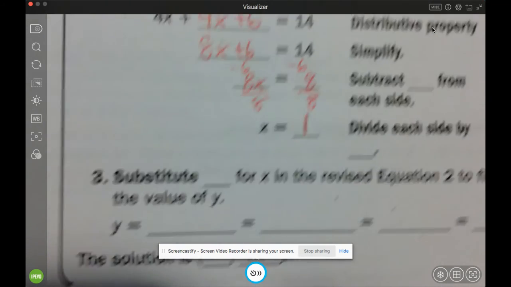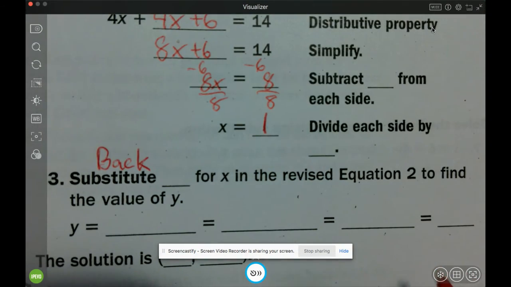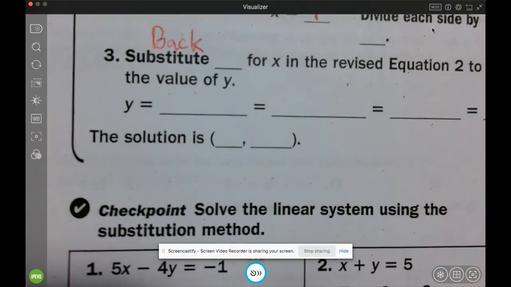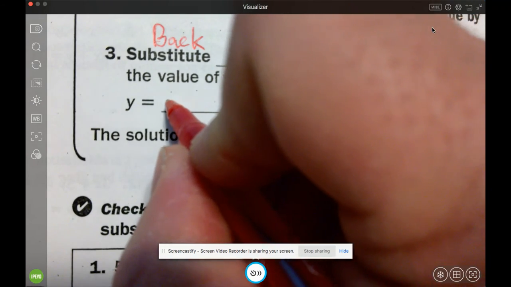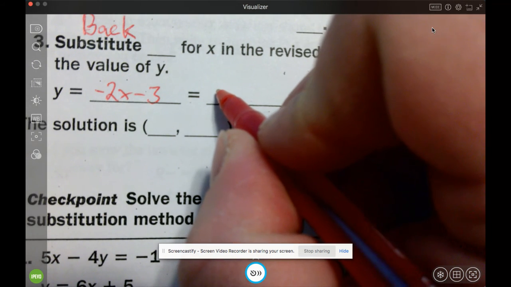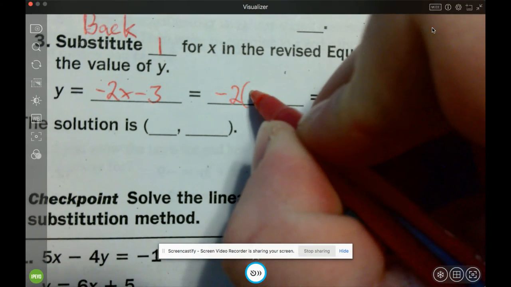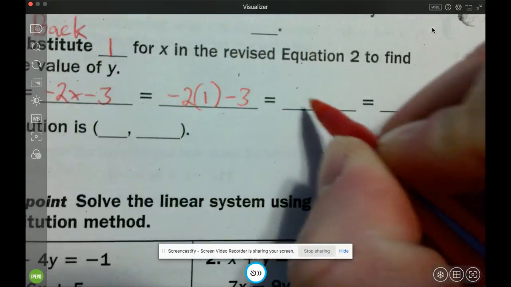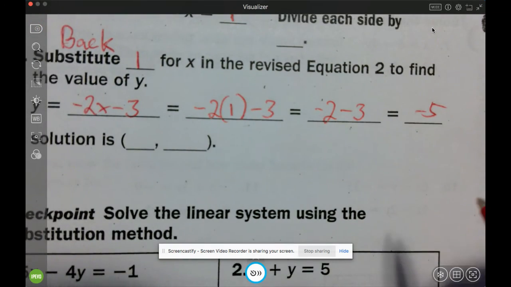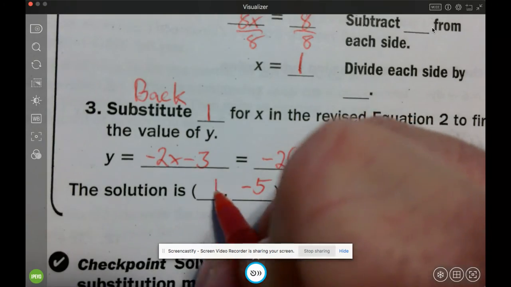So now I got to do my back sub. I'll even put back substitute. So I'm going to put that x equals 1 into the y equals equation that I created right here. So I'll just put that in here for you. So it was negative 2x minus 3. So when I back sub that in, I get, no, sorry, I put the 1 there. So I get negative 2 times 1 minus 3. That's negative 2 minus 3, which is negative 5. All right, so that's my y value, so I'm going to put that in the second position. And my x value is 1, so I'm going to put that here.